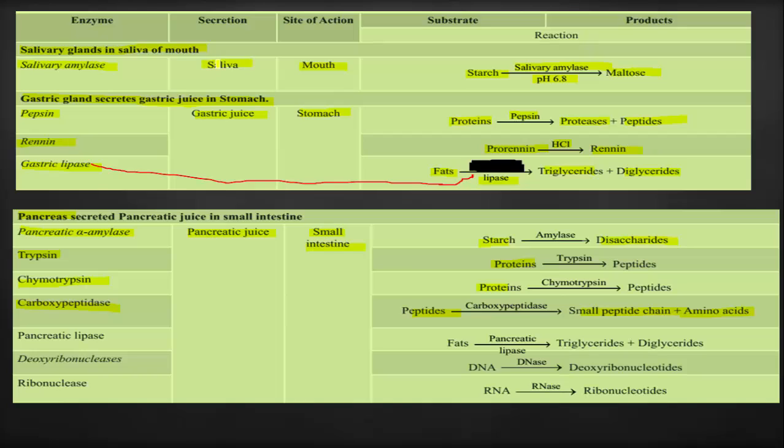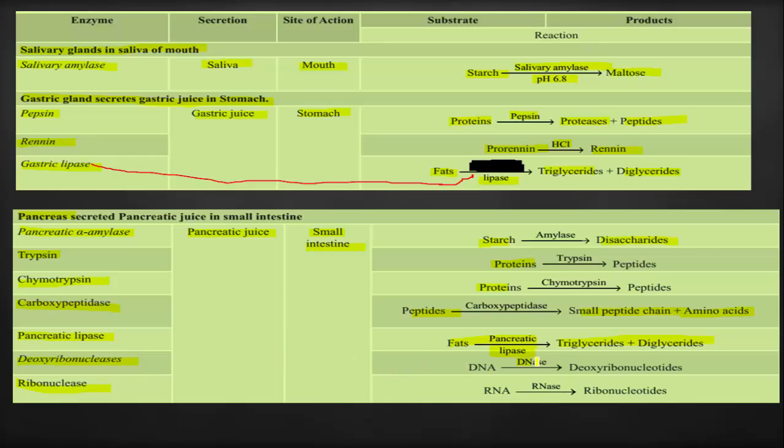So one more thing I need to highlight here. Saliva contains only a carbohydrate digesting enzyme. Remember, gastric juice contains 2 protein digesting and 1 lipid digesting enzyme. Pancreatic juice contains 1 carbohydrate digesting enzyme, 3 protein digesting enzymes, 1 lipid digesting enzyme and 2 nucleic acid digesting enzymes. So pancreatic lipase is the principal enzyme in the breakdown of fat molecules, where they are converted into triglycerides and diglycerides.